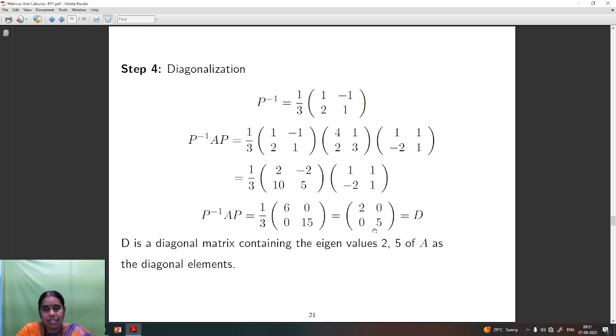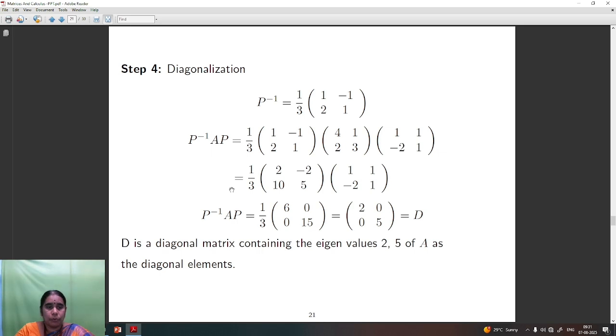On dividing by 3, we get the answer 2, 0, 0, 5, which is nothing but a diagonal matrix in which the diagonal elements are the eigenvalues of the given matrix. Thus, D is the diagonal matrix containing the eigenvalues. Therefore, A can be diagonalized.